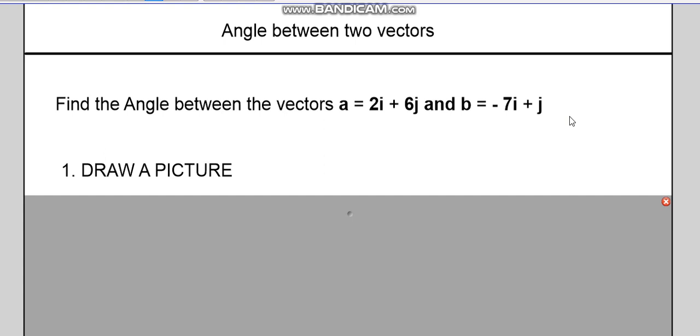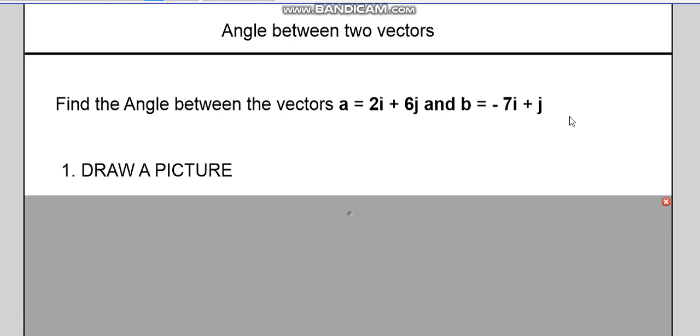So we've done quite a lot of work on vectors. We've looked at the i and j form, we've looked at magnitude and direction and how to convert between the two. So now we're looking at the angle between two vectors, which is really important for when we get onto modelling and looking at forces, etc. So the easiest thing is just to go through an example.